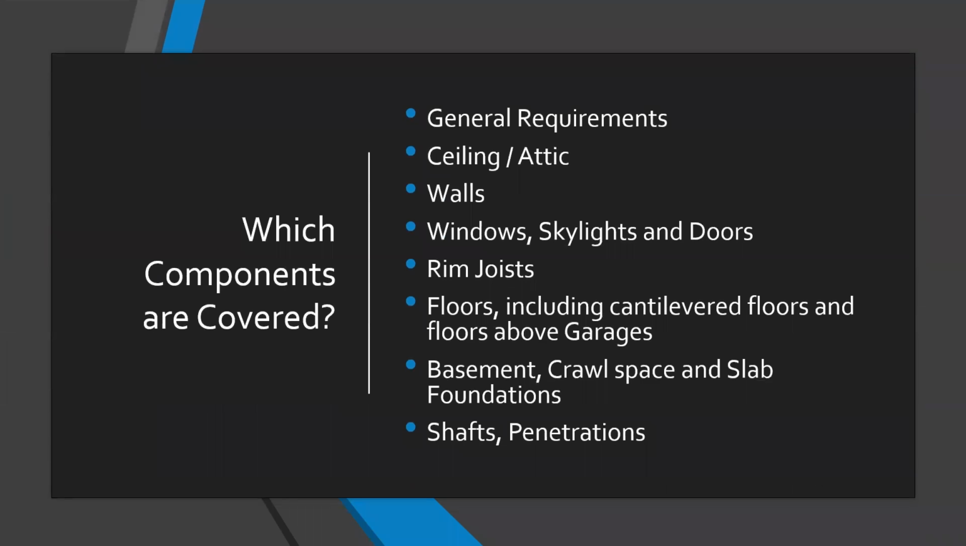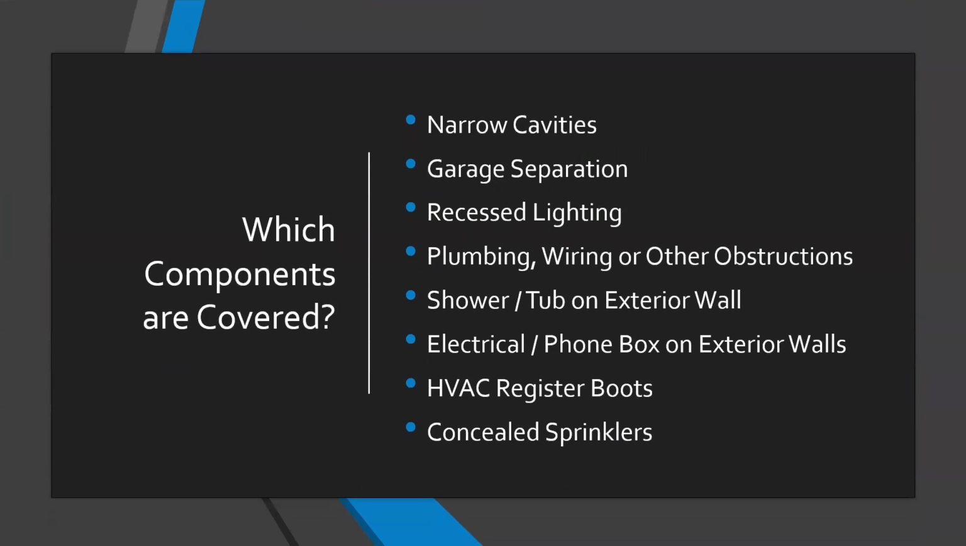So here's kind of what's covered. This is the list of each component. Its general requirements, its ceiling, its attic, its walls, windows, skylights, doors, rim joists, floors, including cantilever floors and floors over garage, basement, crawl space, and slab foundations, the shafts and penetrations, narrow cavities, garage separation, recessed lighting, plumbing, wiring, and other obstructions, shower tubs on the exterior wall or garage wall, electrical foam boxes on exterior walls or garage wall, HVAC register boots, and then concealed sprinklers. So we're going to break down each one of those.